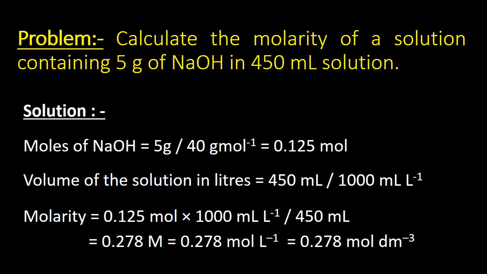The number of moles of NaOH is 0.125 mole, and volume of the solution in liters is 450 ml divided by 1000 ml per liter, and molarity can be calculated as 0.125 mole, that is the number of moles of NaOH, into 1000 ml per liter divided by 450 ml. Finally, the molarity will be 0.278 mole per dm cube or mole per liter.